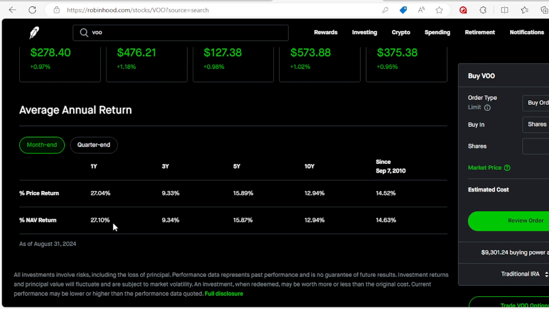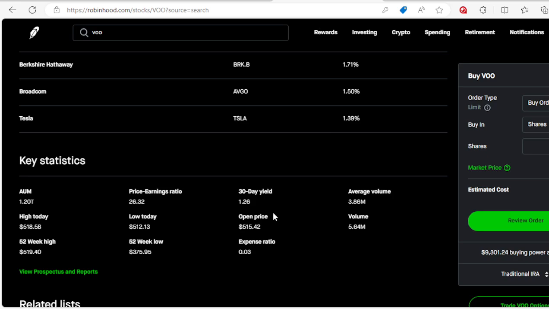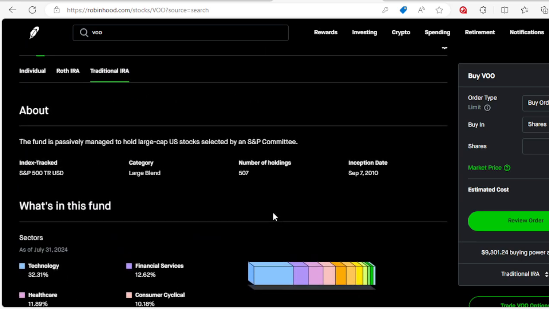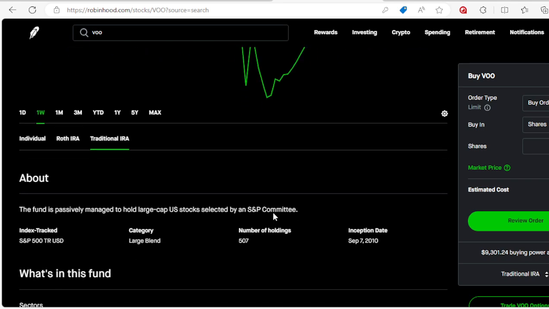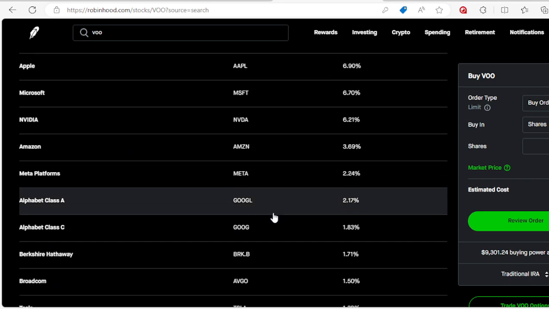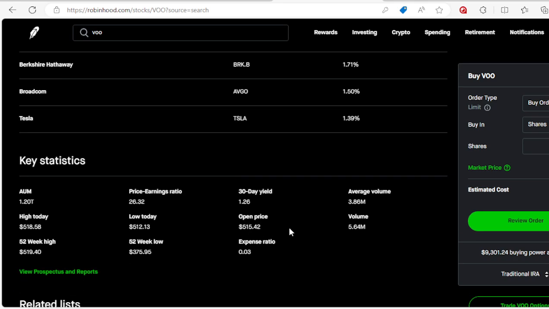Your NAV return for 1 year is 27%. 3 years is 9%, 5 years 15%, 10 years 12%. Since inception, 1463. Price return is the same, 1552. You get a good return on your price return. But you don't get $180 every quarter on dividends. Yeah, good dividends, but you need plenty of shares here.